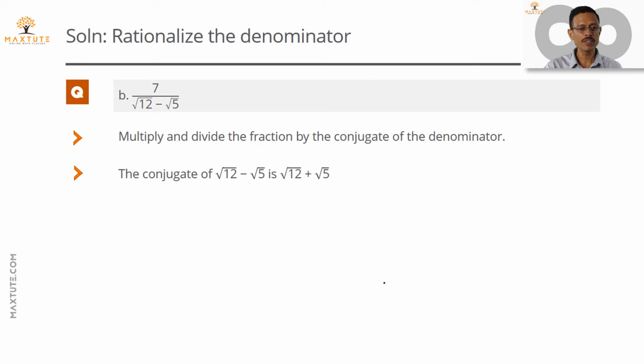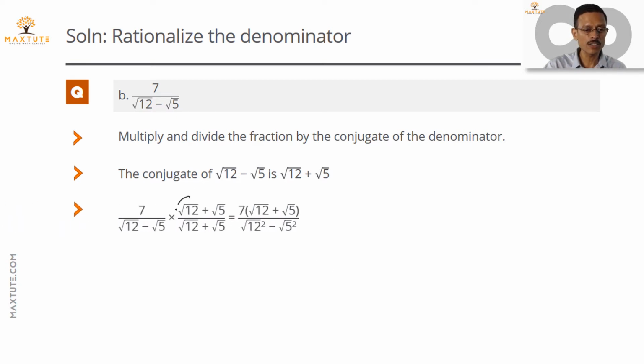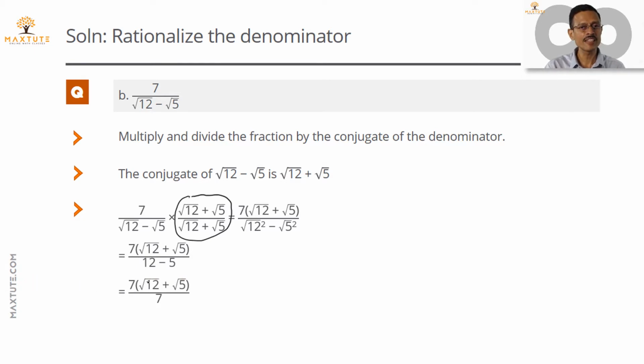Recap it in a printed form. We multiplied and divided it by the conjugate of the denominator, which happens to be root 12 plus root 5. So the numerator of the product is 7 times root 12 plus root 5. The denominator is of the form x square minus y square, which is root 12 square minus root 5 square. The denominator becomes 12 minus 5, which is equal to 7. The numerator stays as 7 into root 12 plus root 5. Cancel the 7 in the numerator and denominator. The final answer is root 12 plus root 5.